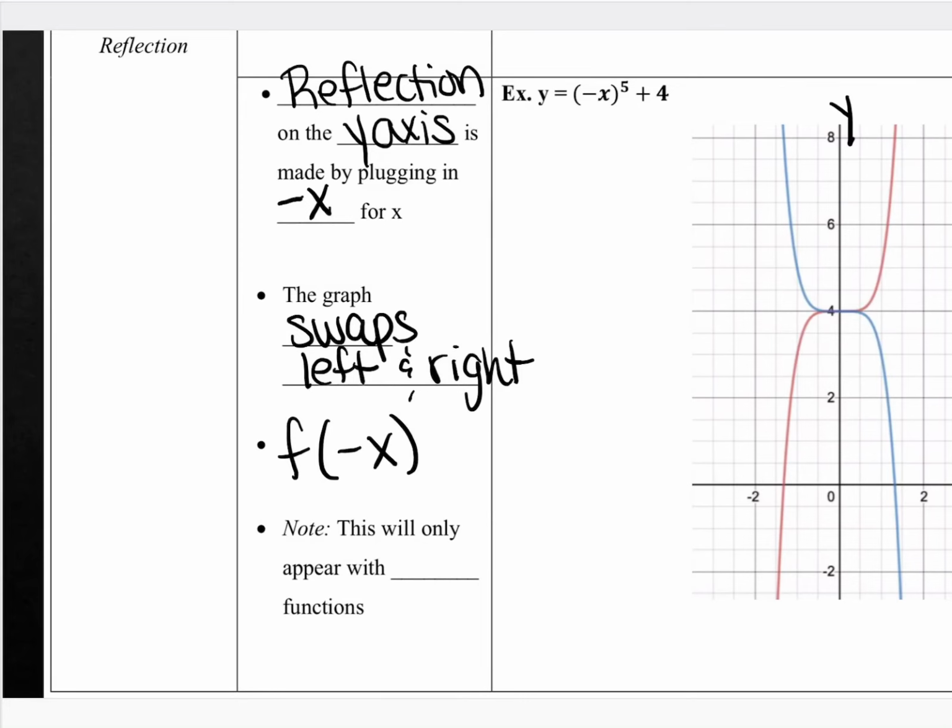However, I want you to note that this only will appear with odd functions. So for example, we have an odd function here. It's an odd power. So power of 1, 3, 5, 7, etc., etc.